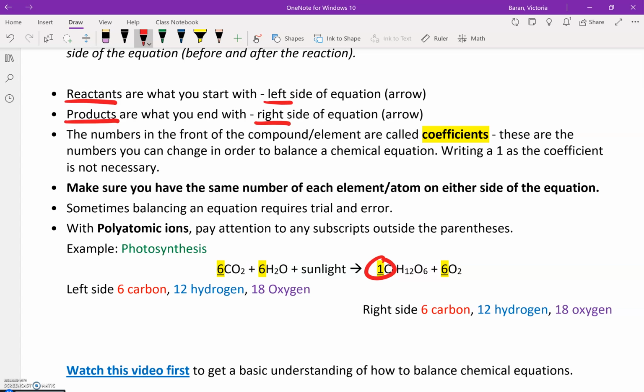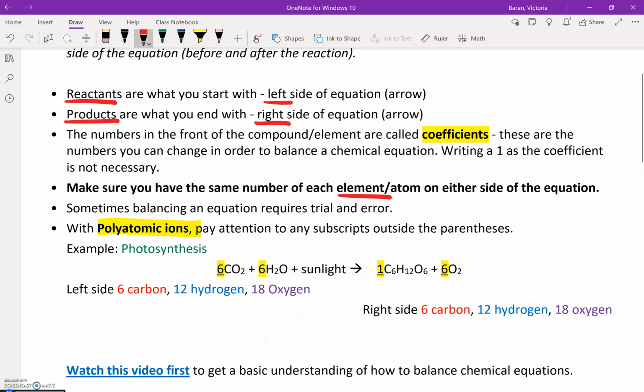Sometimes you can write 1, but writing 1 as a coefficient is not necessary. You could just leave it as an empty space, but if you'd like to write a 1 there, you're more than welcome to. Again, make sure you have the same number of each element or atom on either side. Sometimes balancing requires trial and error, and that's okay. You are going to see those polyatomic ions again, those things on the back of your periodic table that are in parentheses, okay? We're still going to treat those as individual entities.